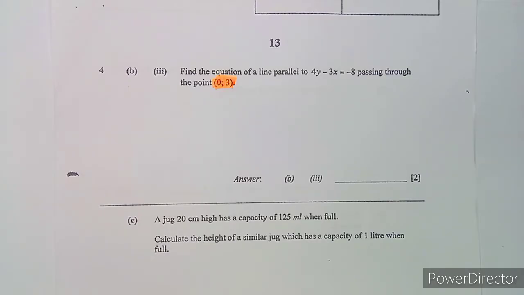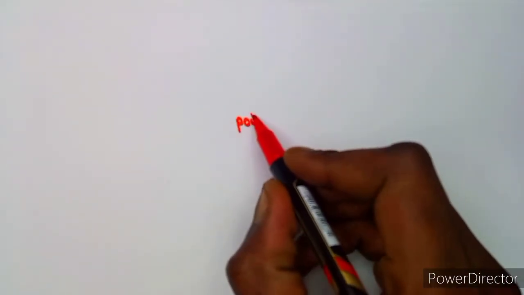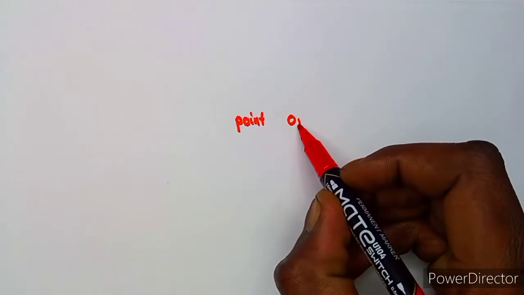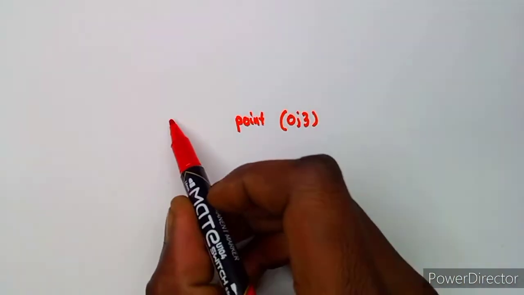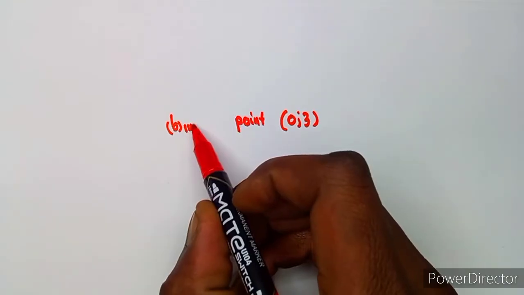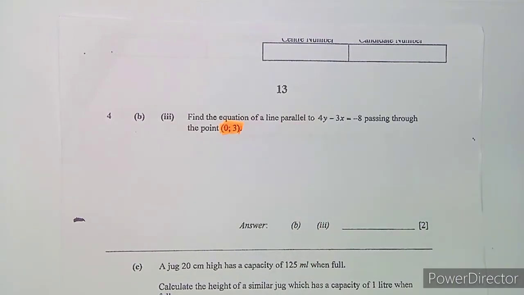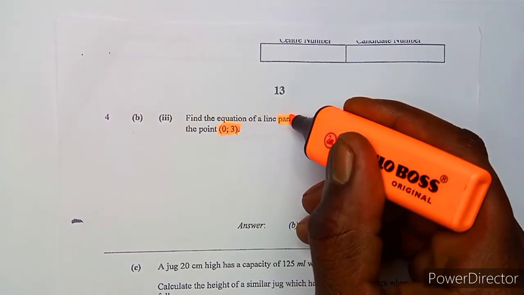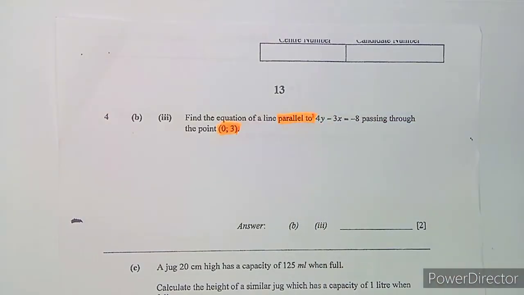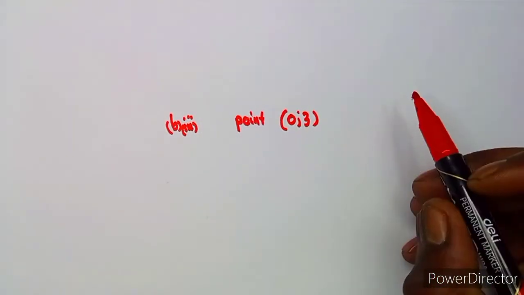Okay, the first thing that we know or that we are given is a point. We are given a point 0, 3. Okay, this is B item 3. So we are given a point, which is this point, and it is parallel to what are we having here? Parallel to, this is the part that you're supposed to take note from there. Parallel to means the two lines have got same or equal gradients.